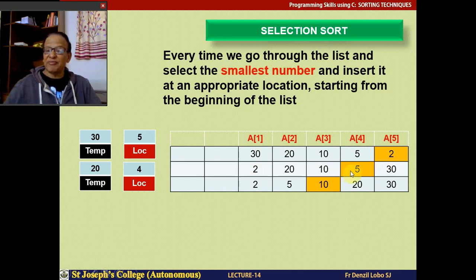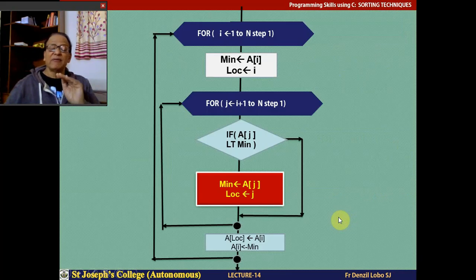Similarly, second, here 5 is the smallest number. It will come to the second position, and automatically, as you see in this case, all the numbers are arranged in ascending order. Now you pause this video and write a complete flow chart for this.